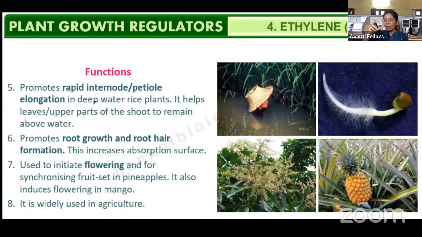Rapid internodal or petiolar elongation. What do you mean by petiole? Petiole is the leaf stalk. The stalk of a leaf is called a petiole. Petiolar elongation, internodal elongation, all these are going to happen by the ethylene. Root growth and root hair formation, initiation of flowering.